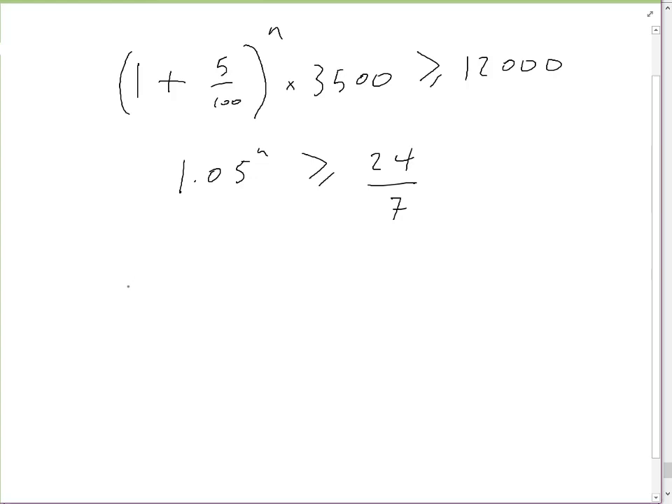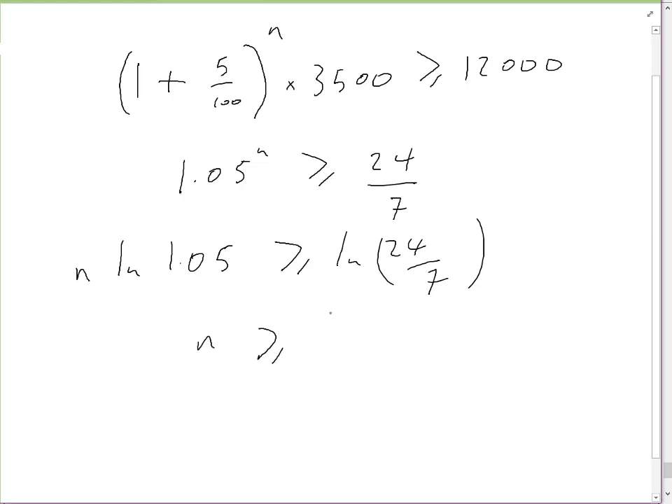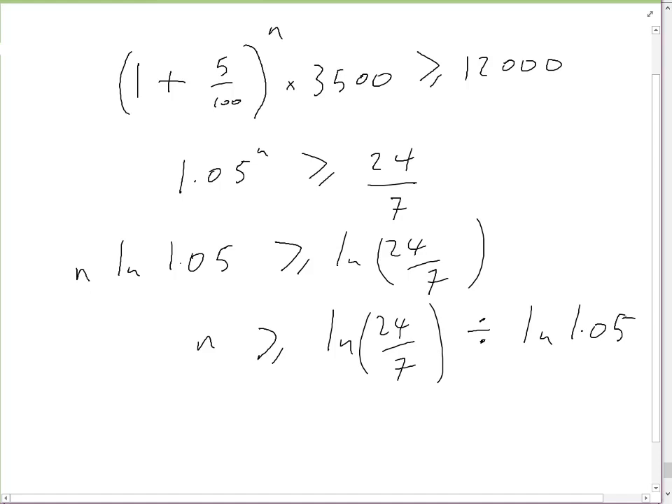So I can solve this by doing logs. So log of 1.05 to the power n. So then the n can come to here using that rule. So log of this, and I've used the rule where this can then come outside. So n has got to be greater than or equal to log of 24/7 divided by log of 1.05. Okay. So this is the calculation.